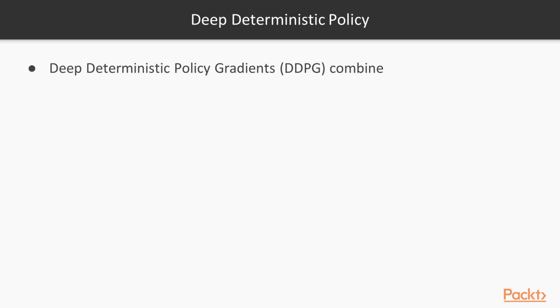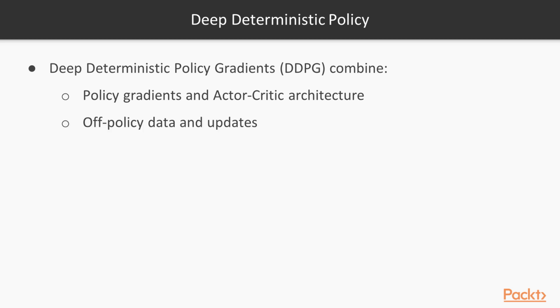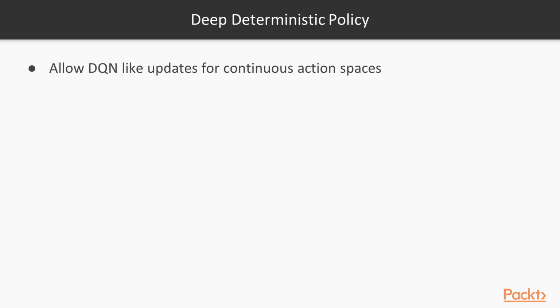Let me give you a quick introduction. Deep deterministic policy gradients combine aspects of deep Q networks, policy gradients, and actor-critic architecture that we've gone over in previous sections. DDPG has DQN-like off-policy updates for continuous action spaces while directly optimizing the policy with an actor-critic architecture. Now, before we go into the DDPG code, we'll explore an important concept behind DDPG, the deterministic policy gradient.